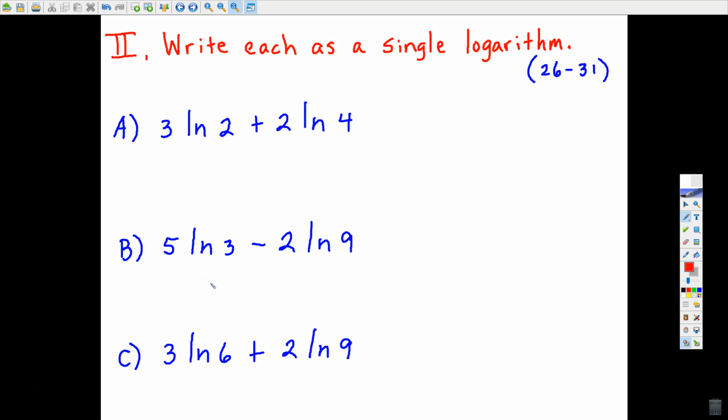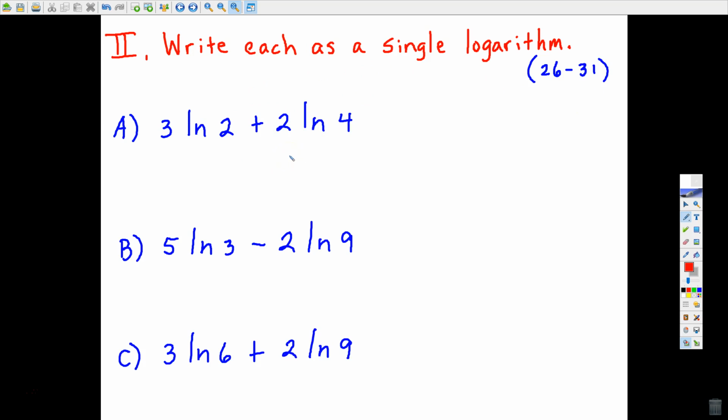Okay, the good news about the properties. Remember those properties, quotient, product, power? We had that killer homework assignment a couple nights ago that everybody hated. We drilled those properties. Well, the good news is those same properties that work with common logs, they also work with natural logs. So this is just a review basically of those properties.